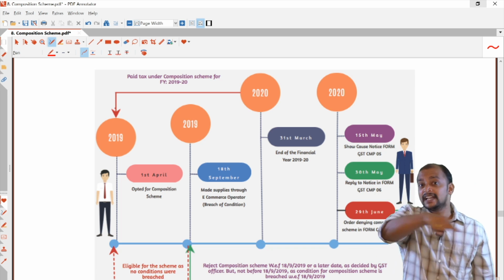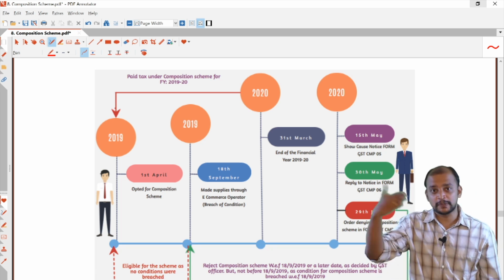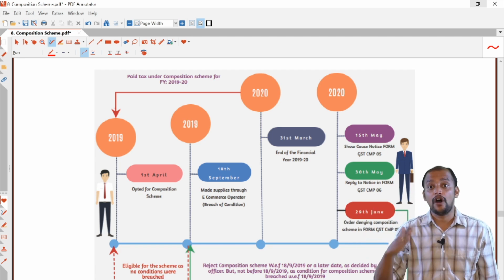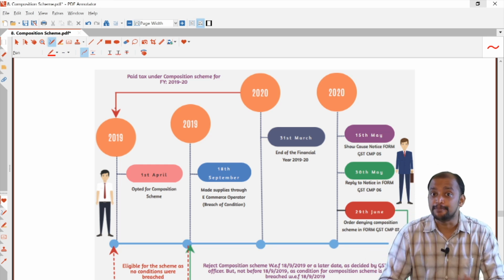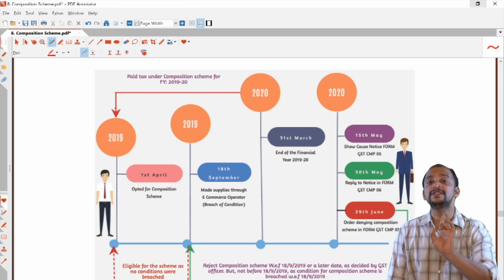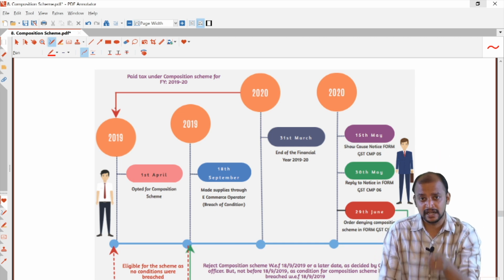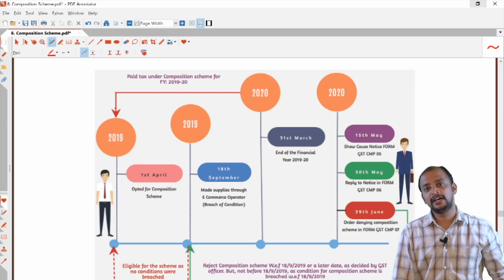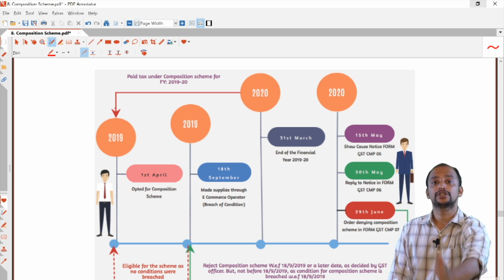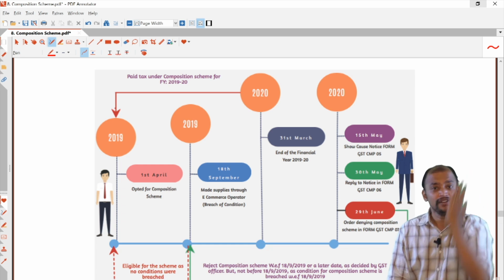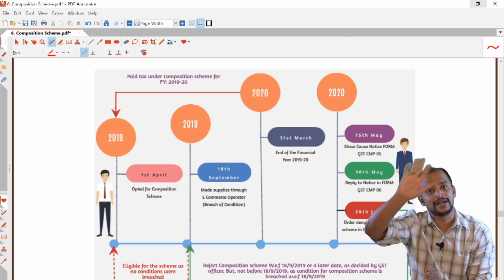Now, from which date can they cancel the composition scheme for you? Either prospectively, from the date when they passed the order, or retrospectively, but it cannot be before the date you breached the condition. You breached the condition on 18 September, so before 18 September they cannot cancel the composition scheme. Up to 18 September 2019 you had fulfilled the conditions, so you will continue to pay tax under the composition scheme. Whatever you have paid is correct.